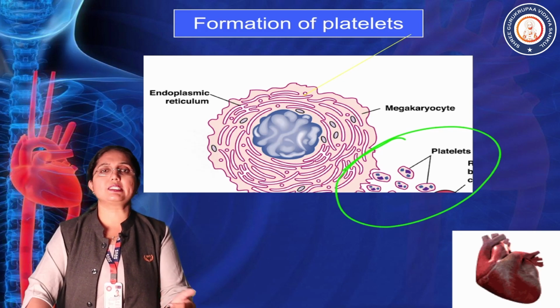Okay, now in the next session, we're going to talk about the human blood groups. Why do humans have different kinds of blood groups in their bodies?